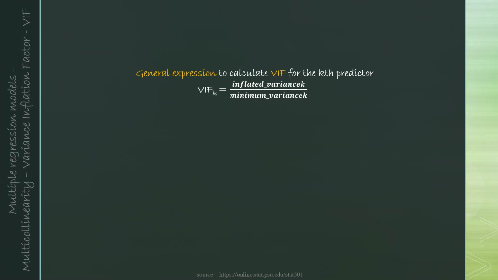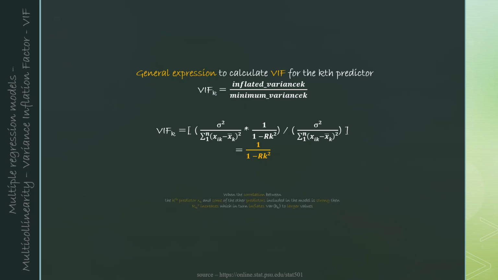Therefore, the general expression to calculate VIF k for the kth predictor is derived as follows. VIF k equals sigma square divided by sigma 1 to n (xik minus xk bar) the whole square, multiplied by 1 divided by 1 minus rk square divided by sigma square divided by sigma 1 to n (xik minus xk bar) the whole square, which equals 1 divided by 1 minus rk square.